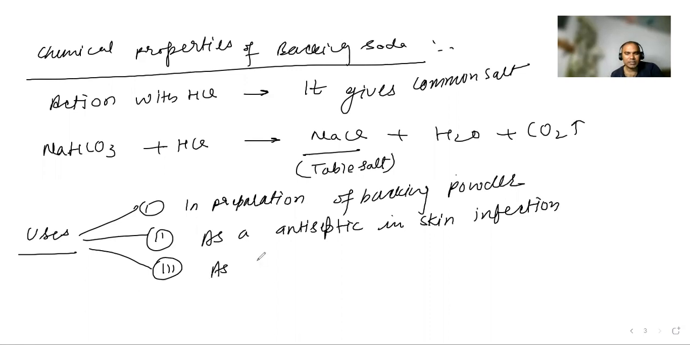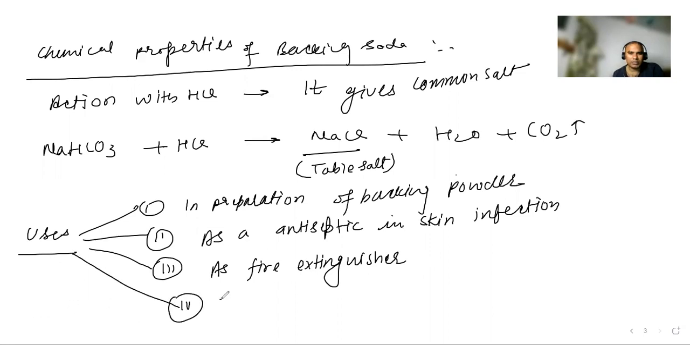As a fire extinguisher, meaning for removing fire, this is also used. Next, it is used in making antacid, for the digestion process. Making what? Antacid, ANTACID. So these are the 4 uses that you need to keep in mind.